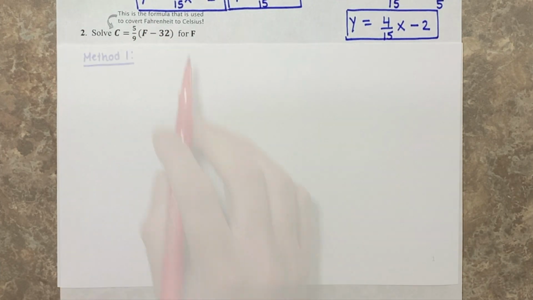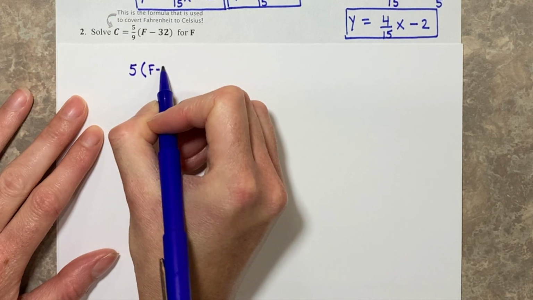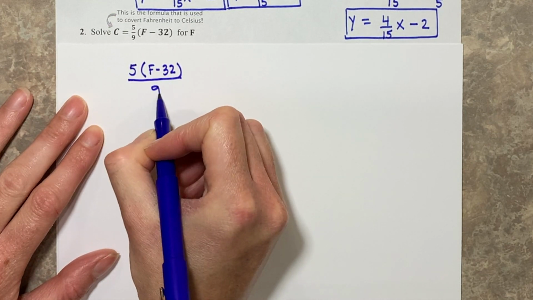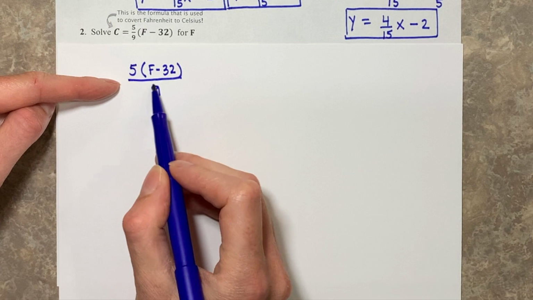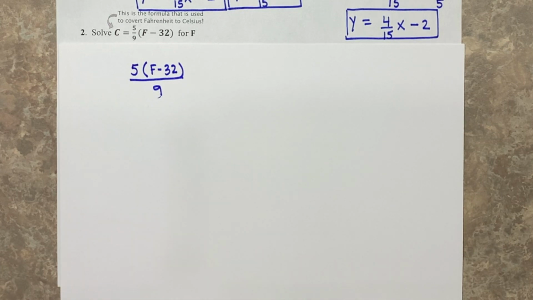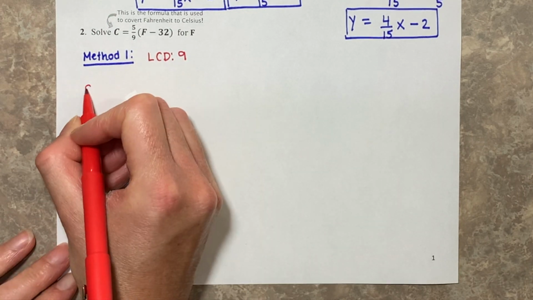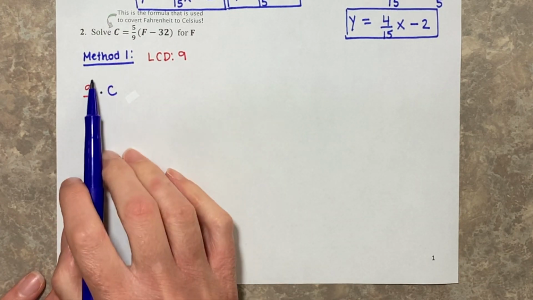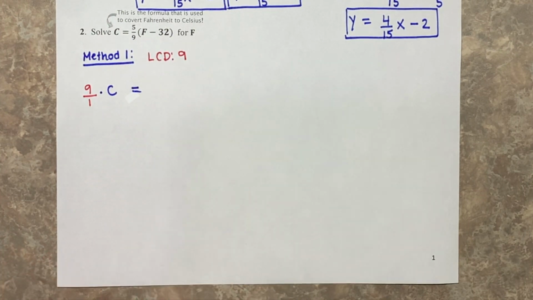What about over here? As a side note, we could rewrite this expression here as 5 times F minus 32 over 9. These represent the same quantity. If we write it this way, though, it's a little bit clearer to see that the denominator here is a 9. So since the only denominators we're dealing with here are a 1 and a 9, our least common denominator would be 9. So we're going to multiply each side of the equation by 9, or 9 over 1 as I like to write it. So I'm multiplying the C by the LCD over 1, 9 over 1. And then we want to multiply this expression here by the LCD over 1, 9 over 1.